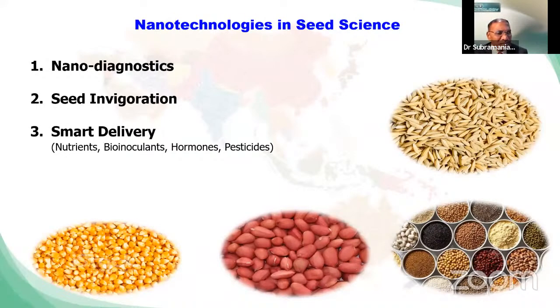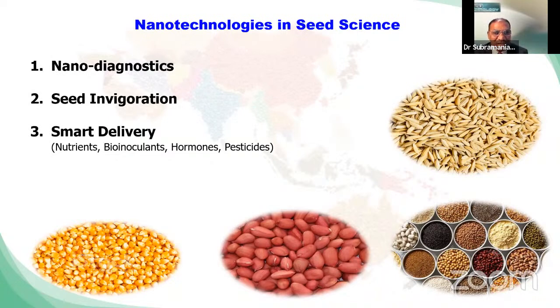The first and foremost area is nanodiagnostics. Very important. The seed is a very important input in agriculture. As M.S. Swaminathan, the father of the Indian Green Revolution, always said, the seed has an influence on the productivity of crops. Seed diagnostics is very important. Timely diagnosis will help to improve the productivity of crops.